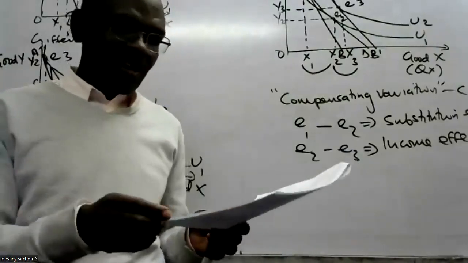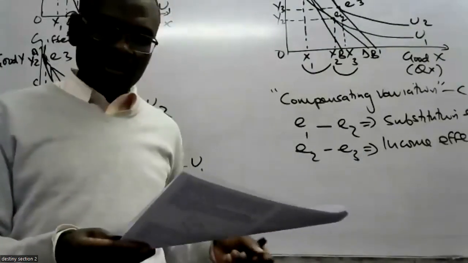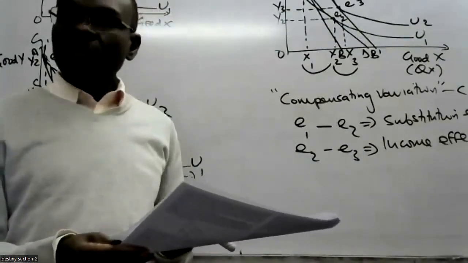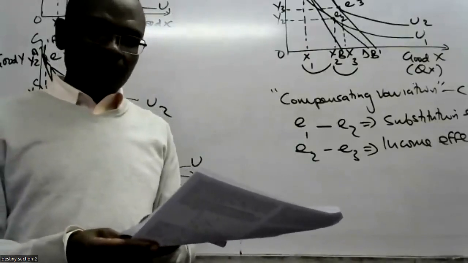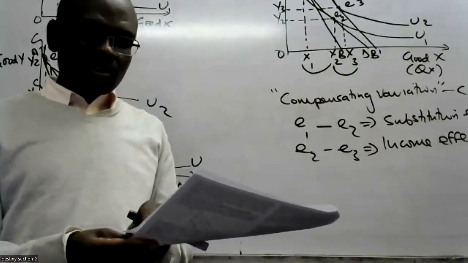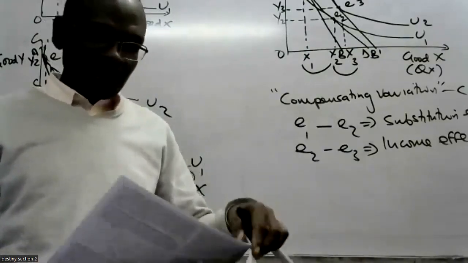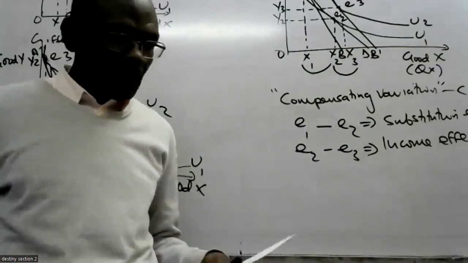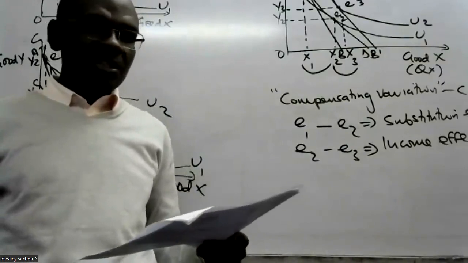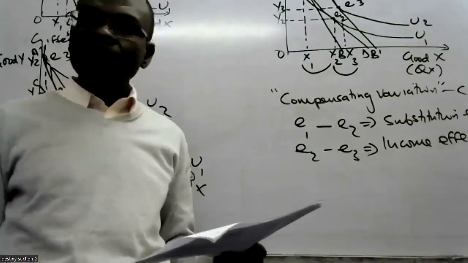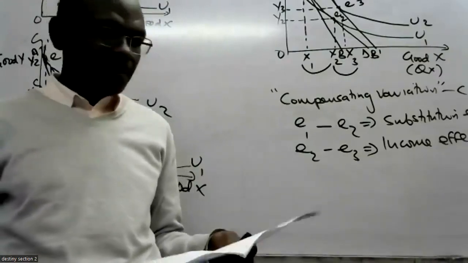So the Engel's curve illustrates the amount of a commodity that a consumer will purchase per unit of time at various levels of income, holding the consumer prices constant. An Engel's curve is illustrated below. So income is on the vertical axis, demand for commodity X is on the horizontal. So commodity X there is a normal good.